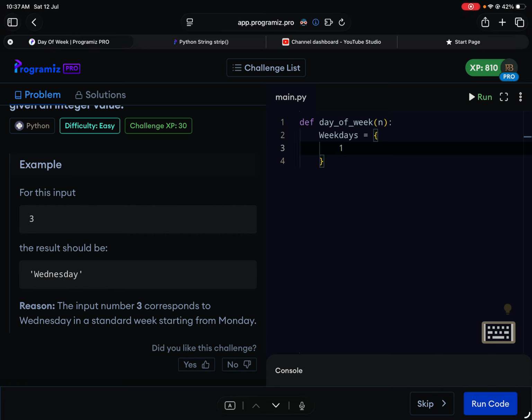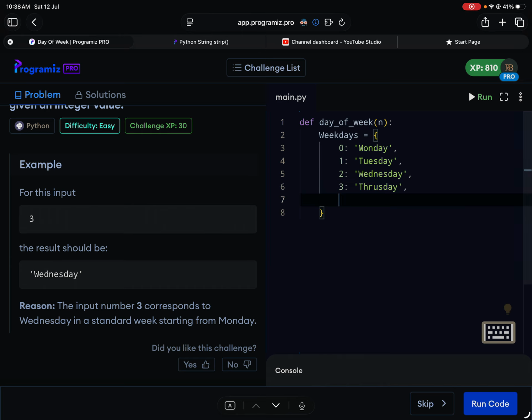And if it is one or even zero, right? So zero will be Monday. Right, one will be Tuesday, and then two would be Wednesday. Three would be what? Thursday, and then four would be.